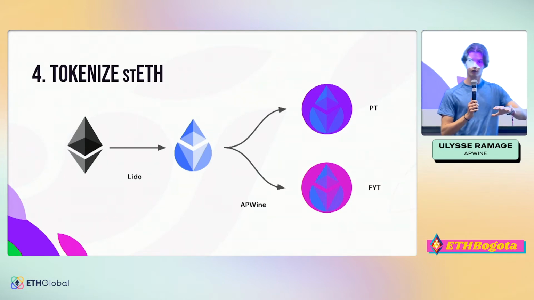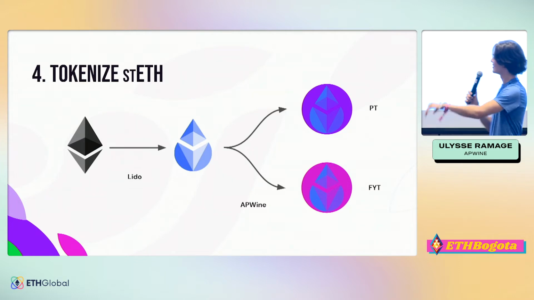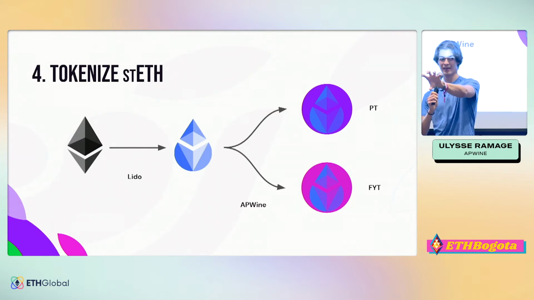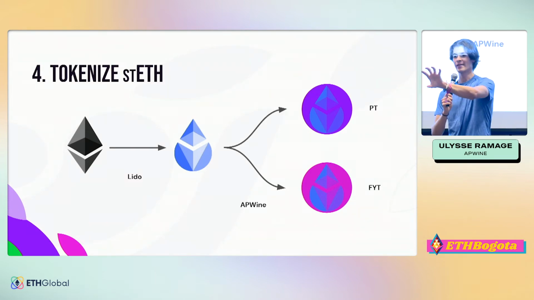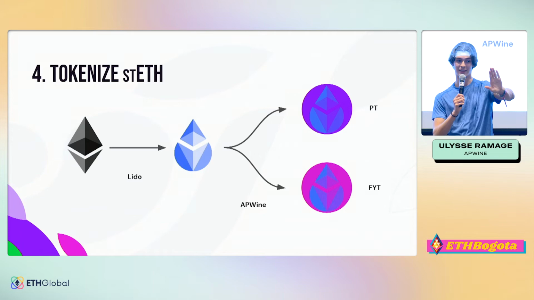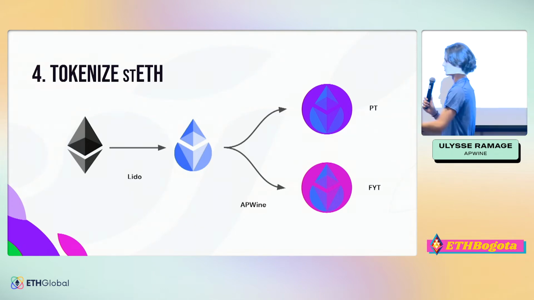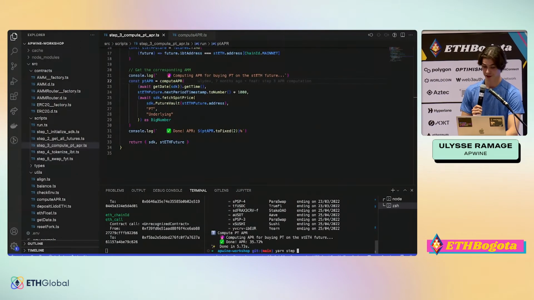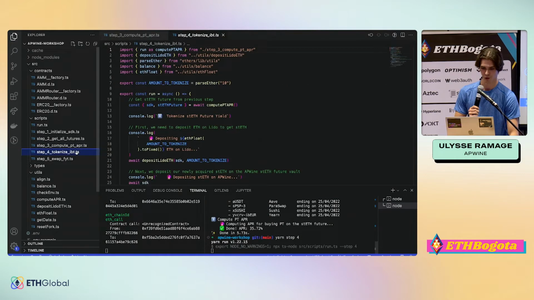We're gonna go through not only buying PT with our ETH, but directly staking on Lido Finance, so ETH, staked ETH, and then deposit that on APWine. So it's gonna go like this: ETH, staked ETH, and then tokenize into PT and FYT. So this is the step we're gonna do right now. Let's do it. Yarn step 4. And we can take a look at what it does.